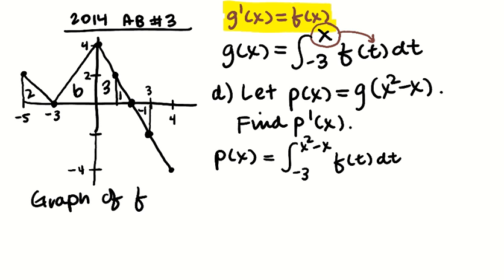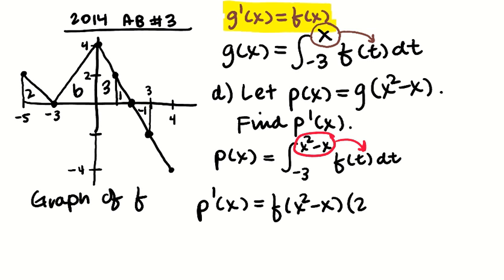And then when I go to take the derivative, I'm going to remember to take this and plug it in wherever I see t. And then I'm not going to forget the chain rule. Okay, so this is f of x squared minus x times 2x minus 1. Now, if you're going to do these free response problems to help you study, I would recommend doing part D as it was requested initially. But as for what we're doing today, this is more interesting.